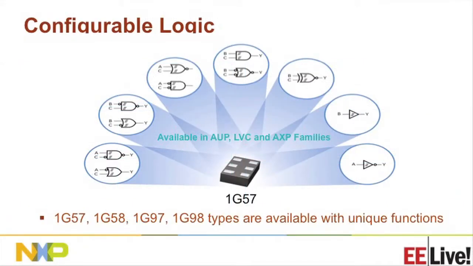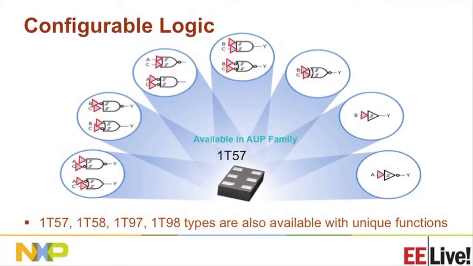These are all different functions, an eye chart of what's available out of the 1G57 function. We have 4 different types of configurable logic functions: 57, 58, 97, and 98. This one shows you the available functions in 57. And then there are variants of these devices with integrated level shifting. So some of these functions will have low input CMOS thresholds, so that you could still do the low to high level shifting and the desired Boolean function as you would need.